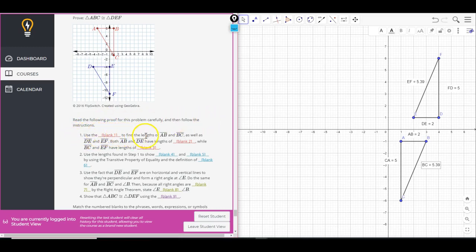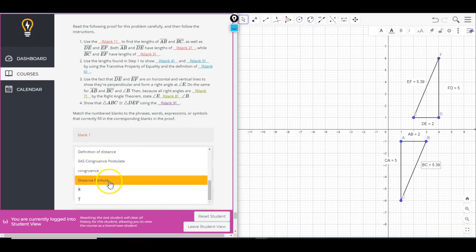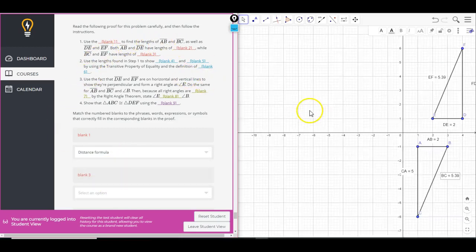Use the blank to find the lengths of segment AB and segment BC as well as segment DE and segment EF. Both segment AB and segment DE have lengths of blank, while segment BC and segment EF have lengths of blank. So we're finding lengths. First blank is going to be distance formula. We're using the distance formula to find the lengths.